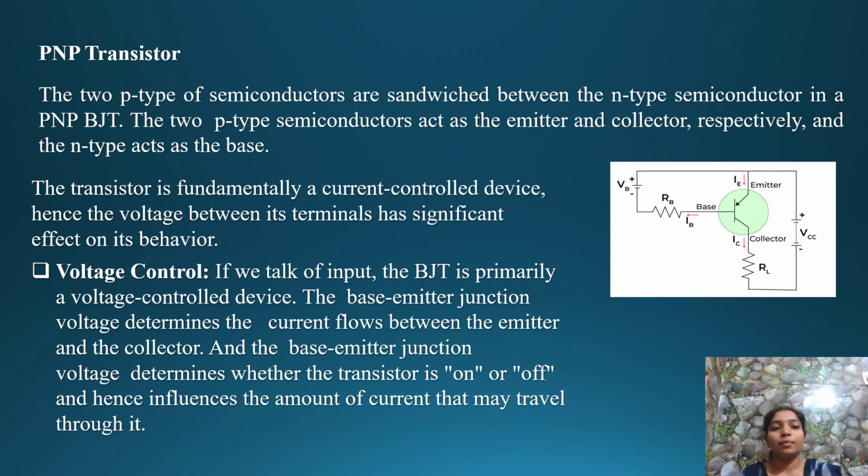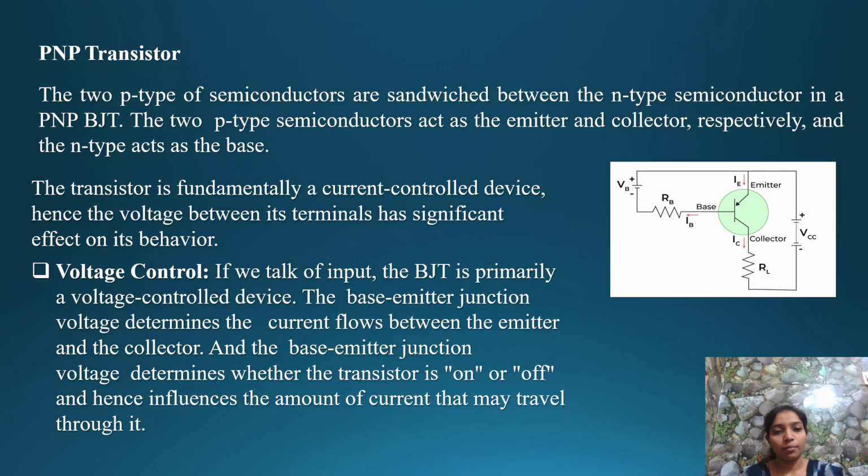Next, PNP transistor. The two p-type semiconductors are sandwiched with N-type semiconductor in PNP transistors. The two p-type semiconductors act as emitter and collector respectively, and the n-type acts as the base.